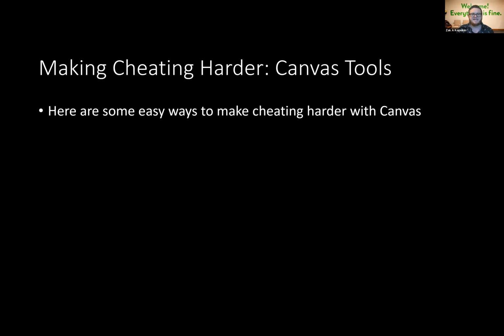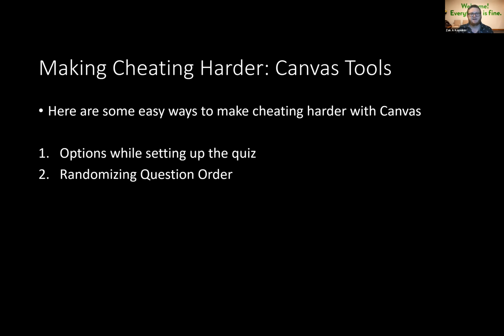So let's look at some of these Canvas tools. There are some options we can use when we're setting up the quiz, and we'll look at those in a second. You can also randomize the order in which your questions appear, so students don't have the same exact order of questions. And you can use question groups so that students don't all get the exact same questions. Here's a little video that I've made going over some of these settings in Canvas.